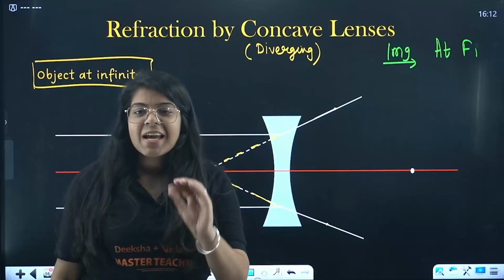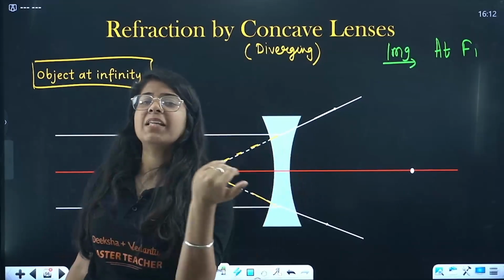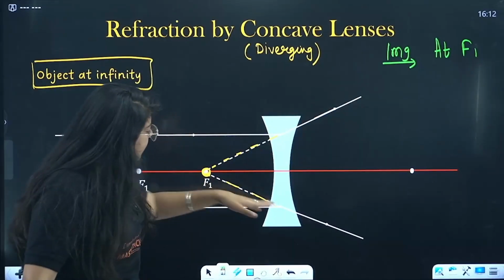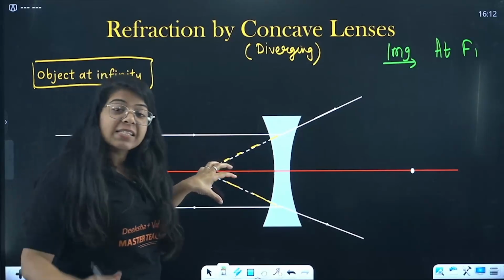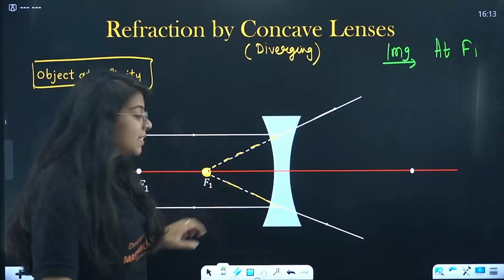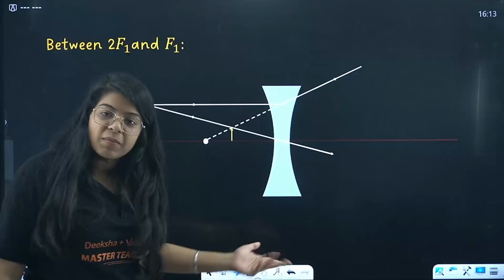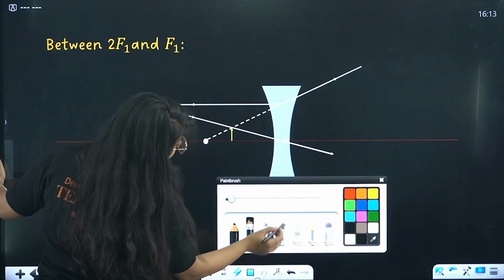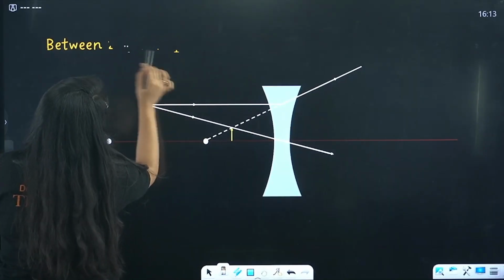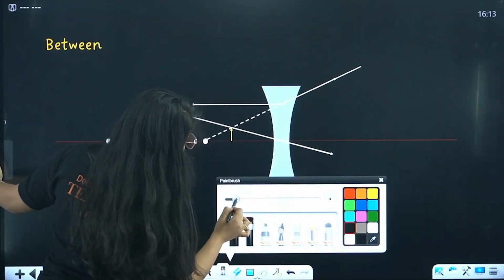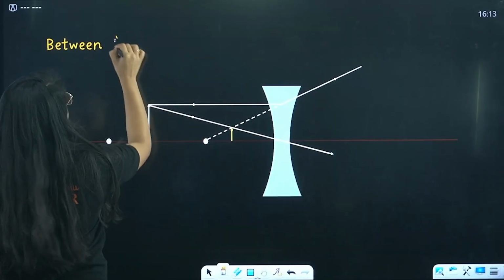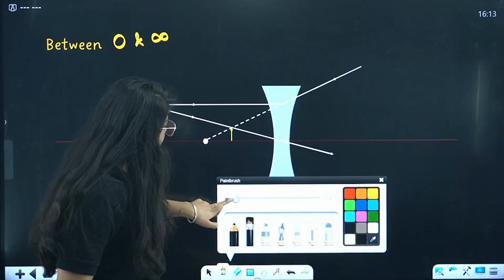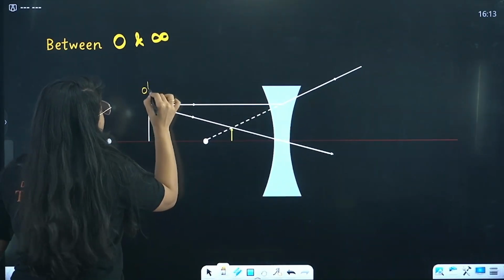Understood? The images can be a little bit confusing. If you just replay the video, you will understand. This is very simple. It is diverging, extend them backwards, meeting at F1. And similarly, in the case of convex mirror, we had a second case, place it anywhere. Here the image is between your optical center and infinity. So from infinity till optical center, you place your object literally everywhere. It will give the same image.